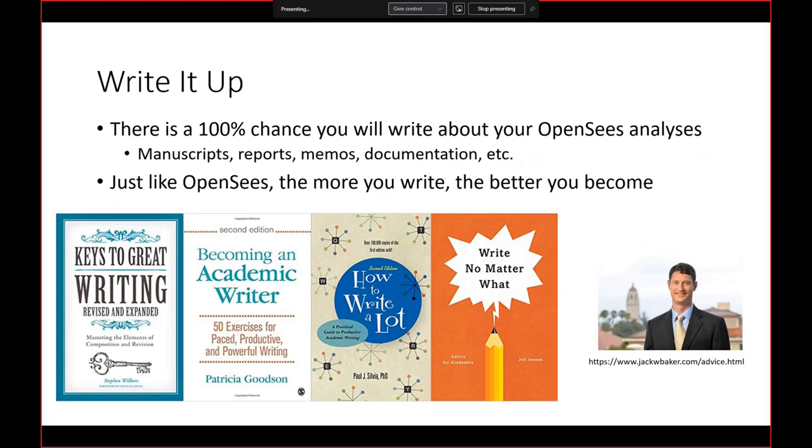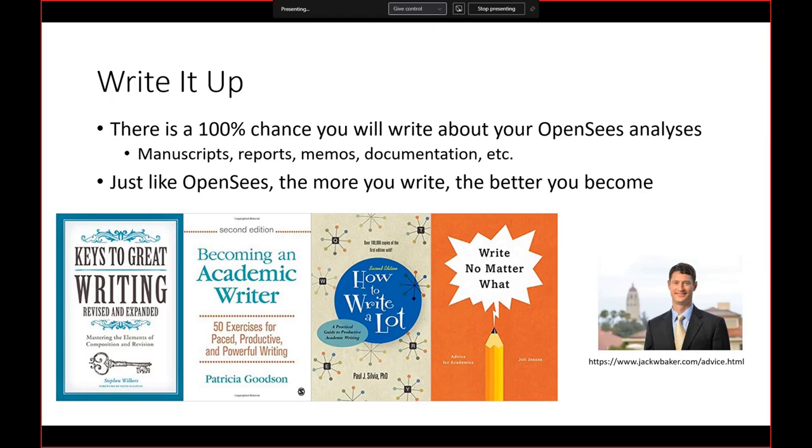Okay, finally, one last parting shot. There's a 100% chance you're going to have to write about your OpenSees analyses. You're not going to do a bunch of analyses and then just call it a day. You're going to have to write a journal paper, manuscript, report, memos, documentation, some combination of all those things. And just like OpenSees, the more you write, the better you become. The more you OpenSees, the better you become.